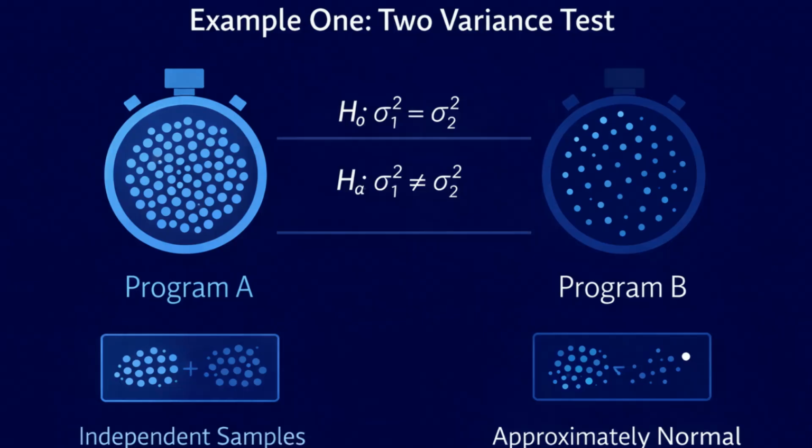Example 1 for a two-variance test. Suppose we compare completion time variability for two training programs, Program A and Program B. The null hypothesis states that the population variance of completion times is the same for both programs. The alternative hypothesis states that the population variances are not equal.